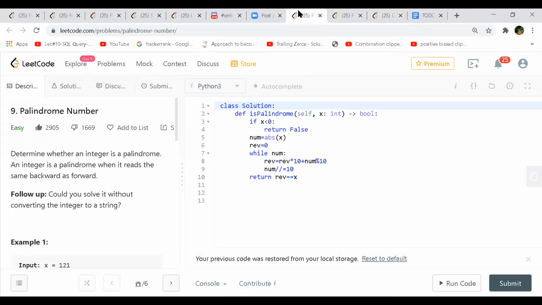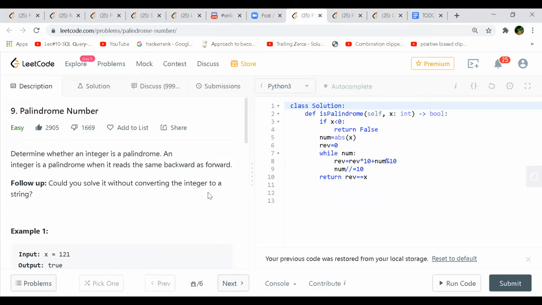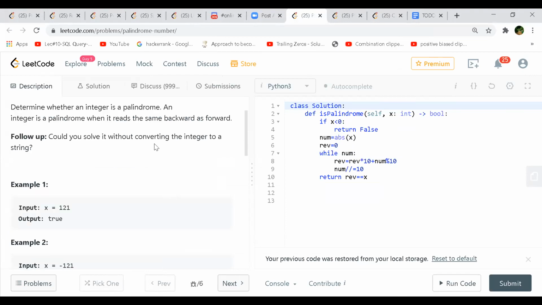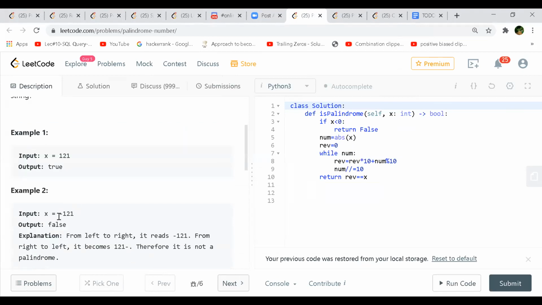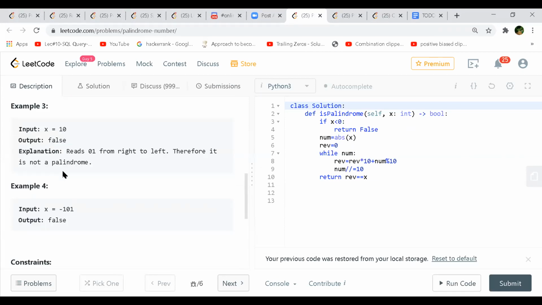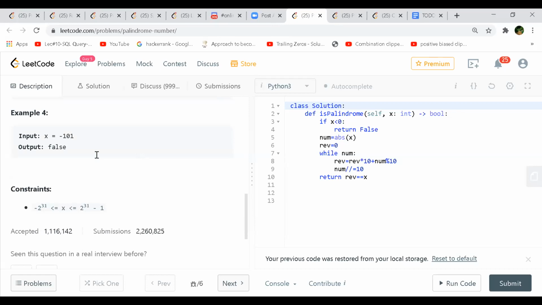Okay, so next is the palindrome number. We have to determine whether an integer is a palindrome or not. Could you solve it without converting the integer to a string? For a negative number, it will return false. For a positive number, it will be true if it is a palindrome. And 10 is not a palindrome, because it would become 01.